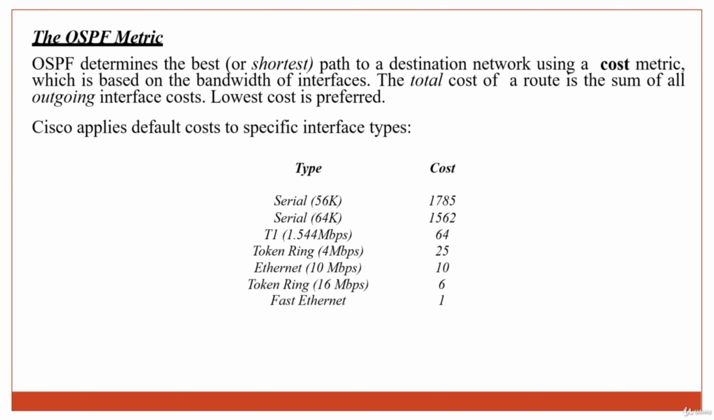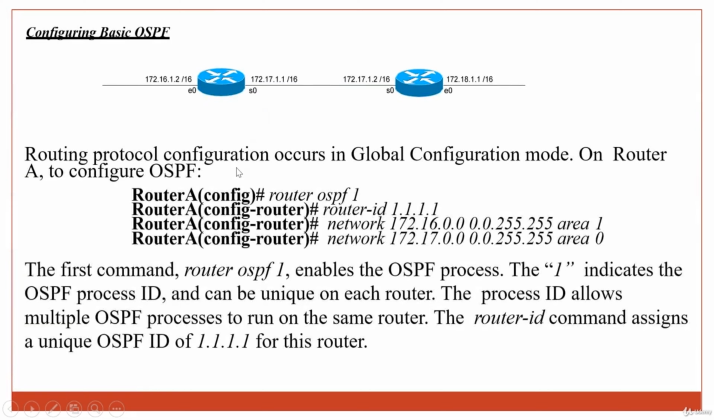Now OSPF is using cost as a metric. Here you can see the speed and the cost. So for example, for Fast Ethernet and above, your cost will be 1, and then you can see for token ring 4 Mbps the cost. Now the lower is better. So if the lowest cost is there, that will be the preferred path in the route selection.